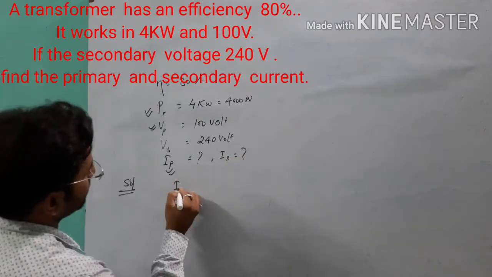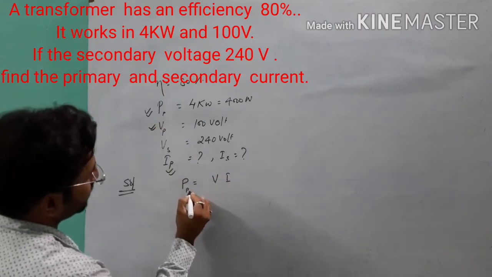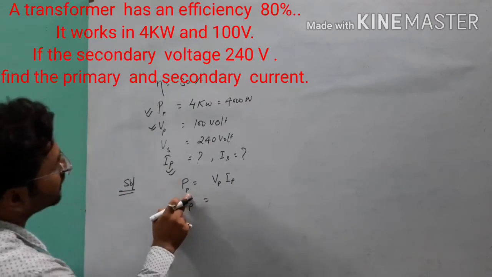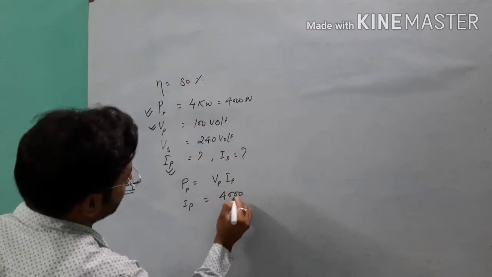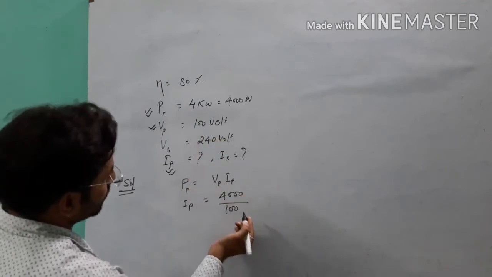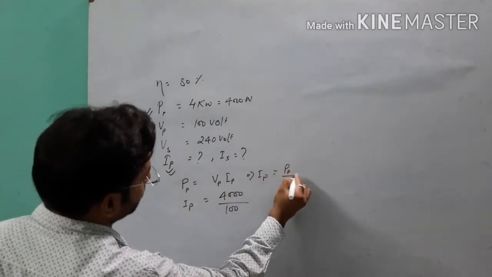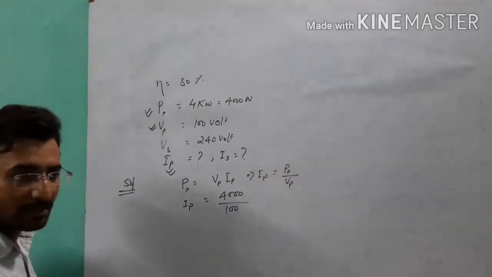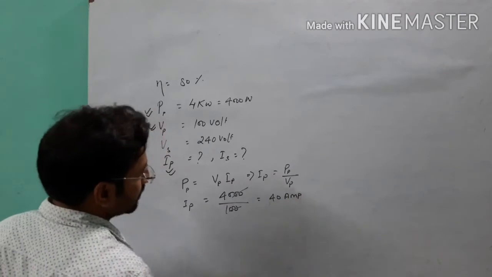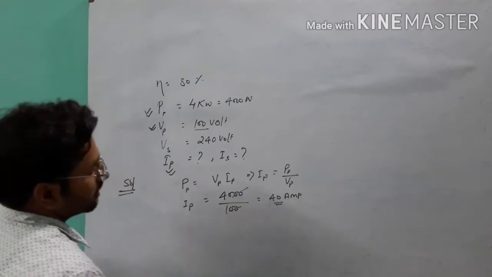Now see student, first by using the formula P = VI for the primary coil, we can write IP is equal to power in the primary coil, which is 4000, we have given, and the voltage in the primary coil we have given 100 volt. So by interchanging, IP is equal to PP over VP. Listen carefully. After cancellation, the current is 40 ampere. Here the input voltage is low, and current is 40 ampere.